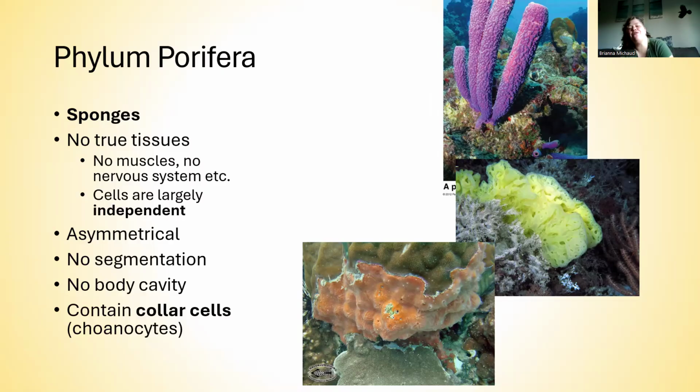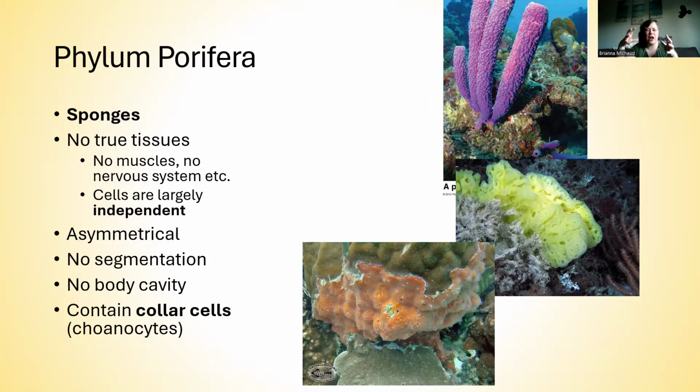All right, the first of our invertebrate groups is phylum Porifera, and we are starting here because these are pretty much the simplest animals that exist. In fact, they are just barely animals because they don't have any true tissues. So they don't have muscles, they don't have a nervous system, they don't have a digestive system. They're basically a collection of cells that are just barely working together.